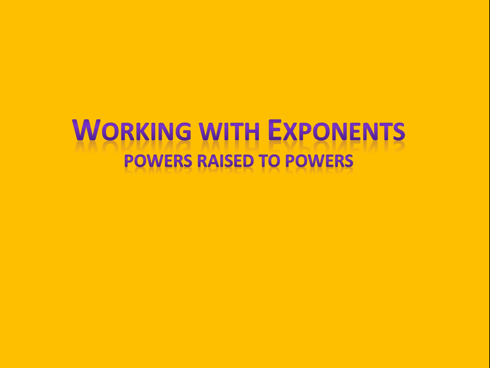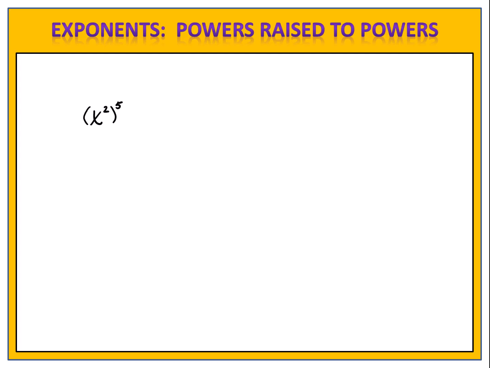In this lesson, we're going to learn how to work with exponents in expressions that involve raising powers to powers. Let's see what that means. Here we have an expression, x to the second power raised to the fifth power. We basically have the parenthesis raised to the fifth power, which means we are multiplying what's in the parenthesis by itself a total of 5 times.